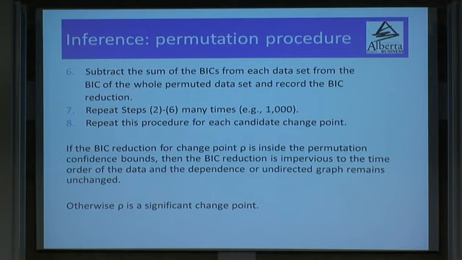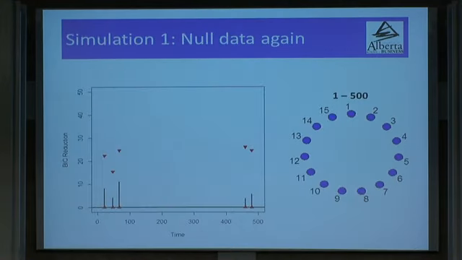And then we're going to repeat this several times so we get a nice permutation distribution for each candidate change point. And so we repeat this procedure for each candidate change point, and if the BIC reduction for change point rho is inside these, say, 95% confidence bands, then the BIC reduction is impervious to the time order of the data, and so the undirected graph remains unchanged, so it's not a significant change point, and if it's outside, then it is.